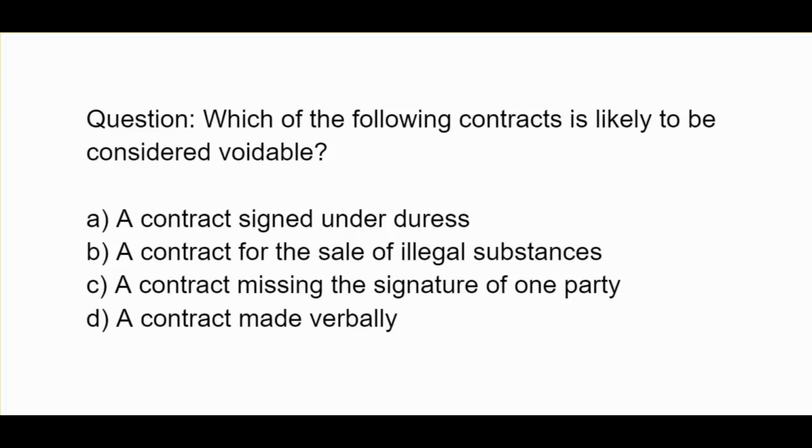Which of the following contracts is likely to be considered voidable? A, a contract signed under duress. B, a contract for the sale of illegal substances. C, a contract missing the signature of one party. D, a contract made verbally.